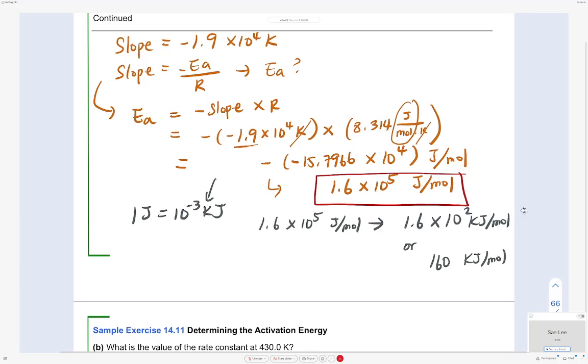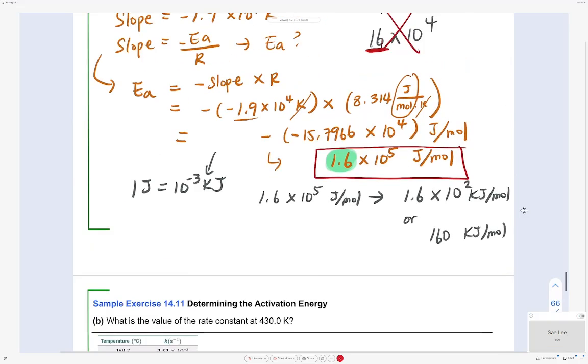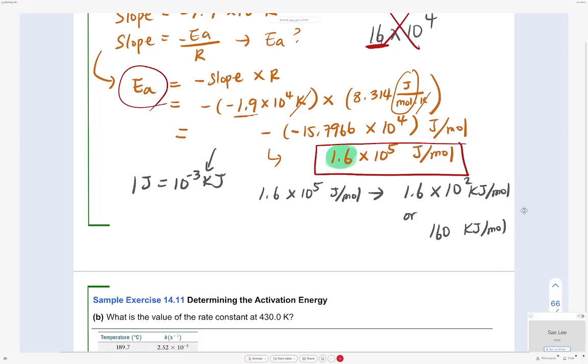Another thing to pay attention to is that when you provide answers in scientific notation, the value in front of 10 to the something always has to lie between 1 and 10. So if you provide an answer in scientific notation such as 16 times 10 to the 4th, this is going to be incorrect, because this has to be a number between 1 and 10. Okay, so we finished question A. Activation energy is calculated to be 1.6 times 10 to the 5 joule per mole.